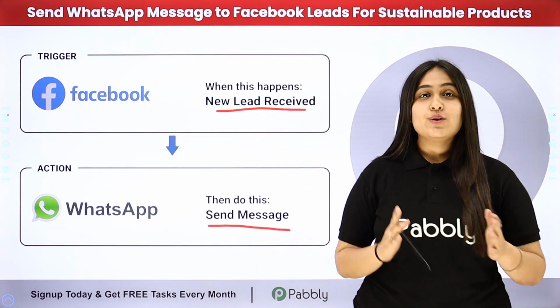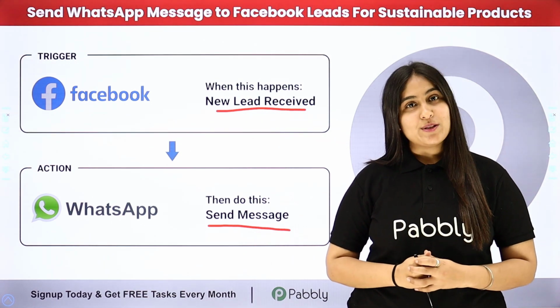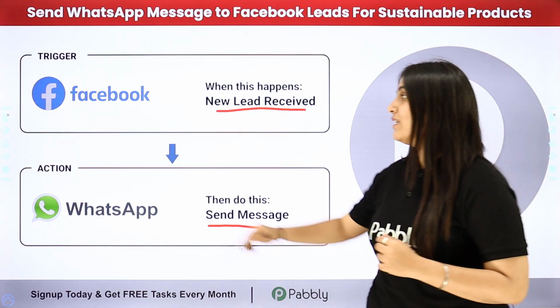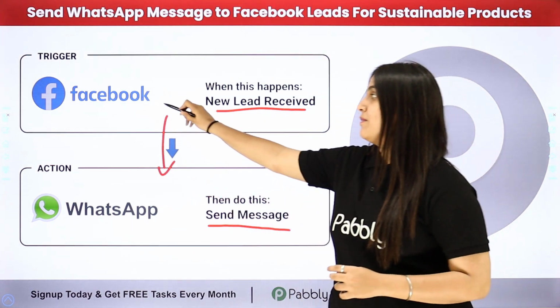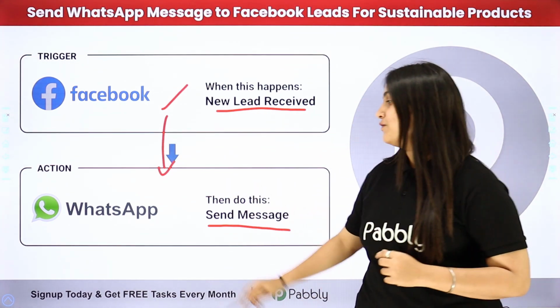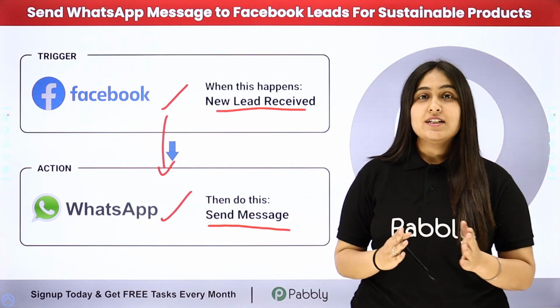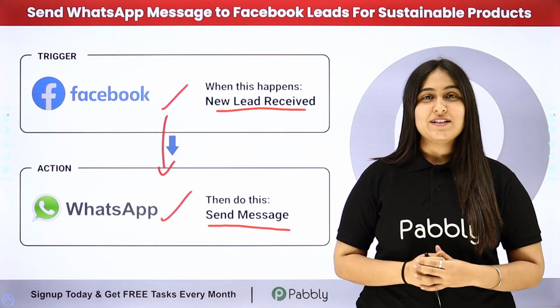should be sent. So to automate this process, we will use an automation software named Pabbly Connect, in which we need to connect a trigger and an action. So in this process, our trigger application will be Facebook lead ads and our action application will be WhatsApp Cloud API. So to learn this process step by step, let me take you to my screen.